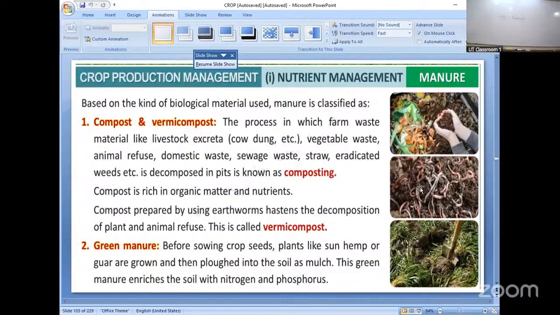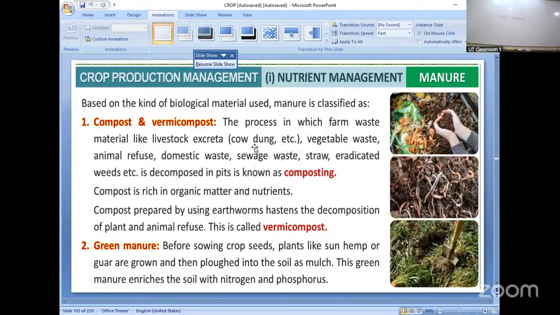You might have observed tea leaves. When your mother prepares tea, she might put the tea leaves into the plant, because the tea works as a compost for the plant, no? Manure for the plant. See, and the earthworm, that is vermicompost, right? They help in the decomposition of plants and animals' refuse. They also act as a manure.